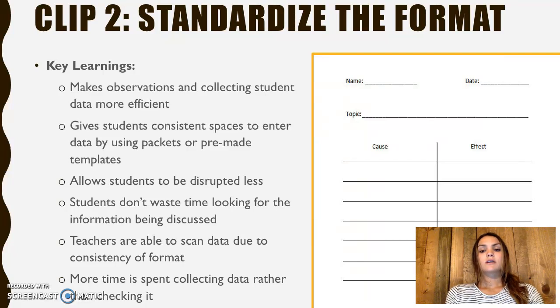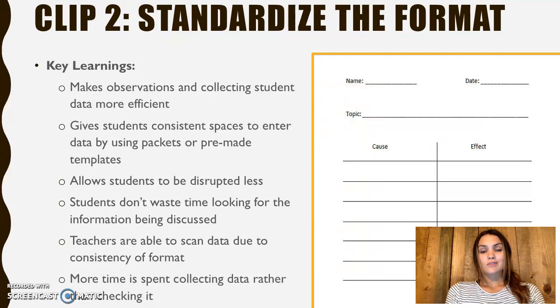It gives students a consistent space, kind of like this sheet right here that I have presented. And there is an obvious space for a cause, an effect, and a topic, and that makes it more simplified for the students. It allows students to be disrupted less. In the video, the teacher asks the students questions, and she allowed them time to elaborate and write down their answers. That way, when the teacher walked around and looked at their answers, they weren't disrupted in the middle of it. And students don't waste time looking for the information that they need to write down. They know exactly where to go and when to go to look at it, and so do the teachers. And there's basically just more time to collect the data rather than wasting time on checking answers.